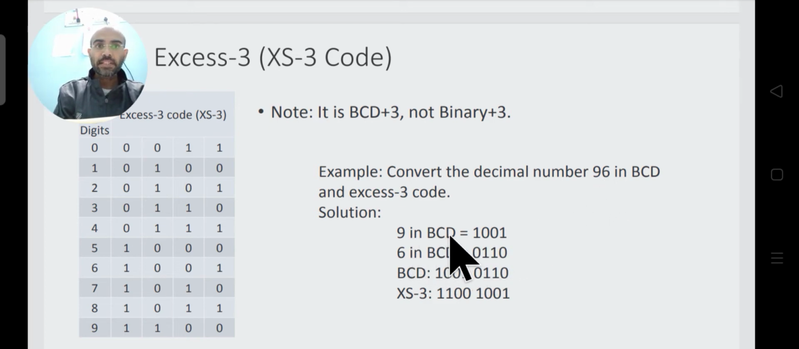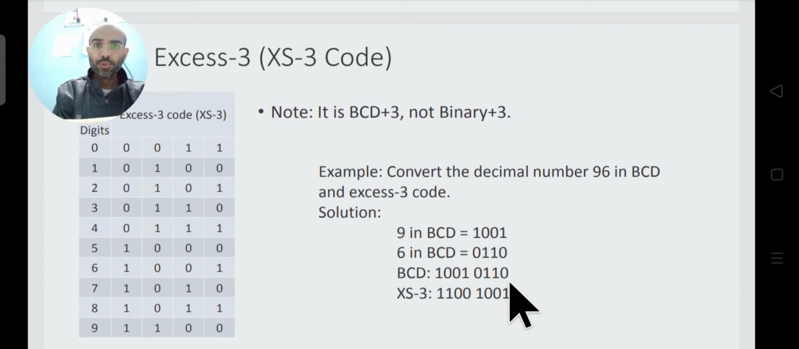I will represent 9 in BCD and 6 in BCD separately, then I will rewrite them together. So 9 in BCD is 1001 and 6 in BCD is 0110. So the BCD will become 1001 0110.